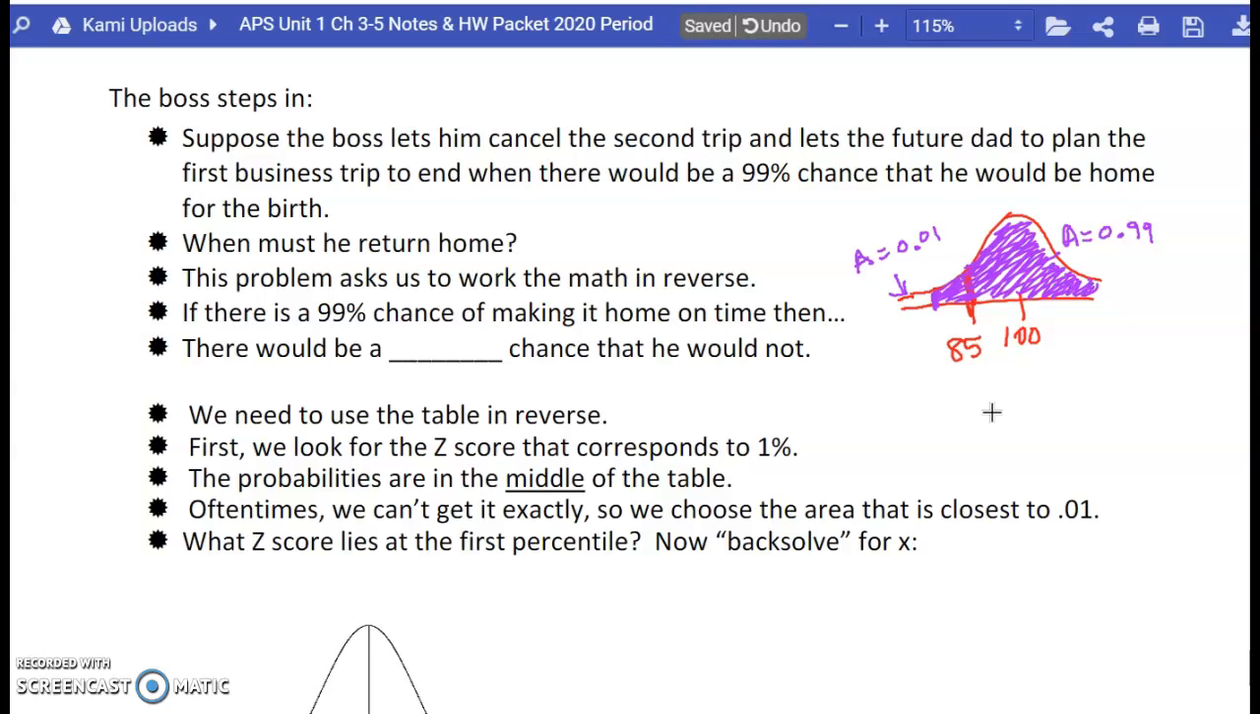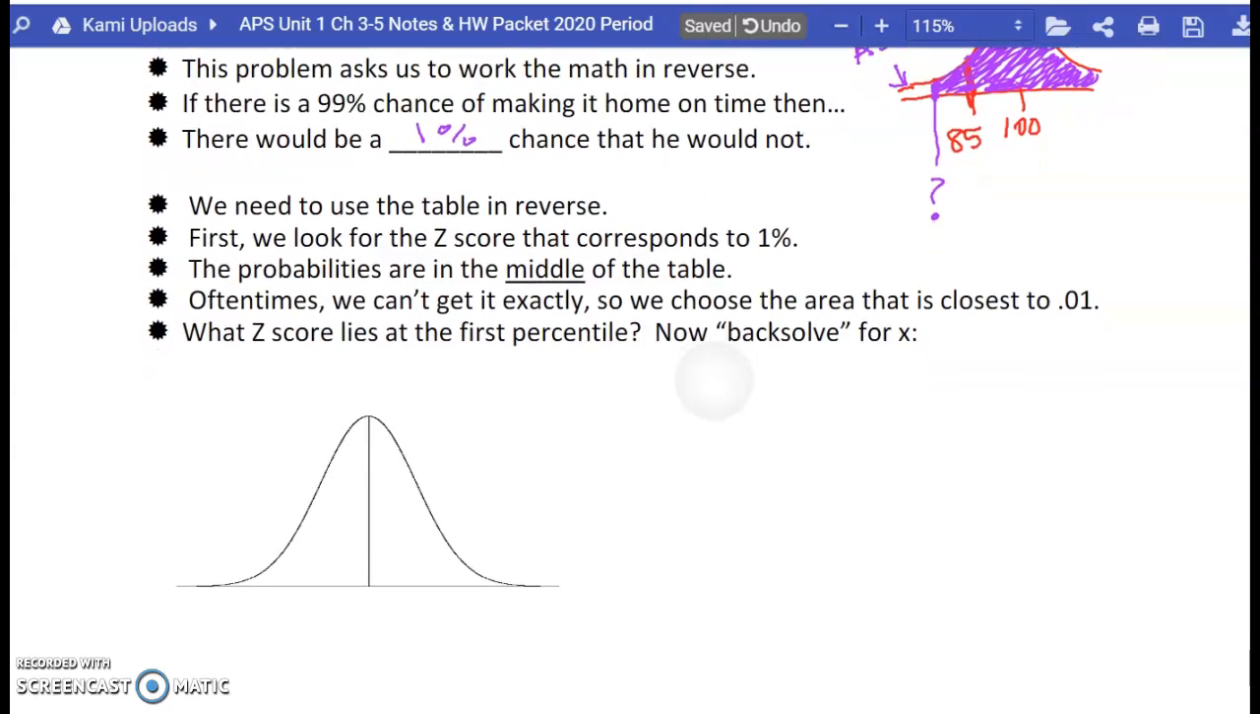Okay? Now, normally we figure out what the z-score is that's represented here, and we find out what area we have as a result. Now we know what area we want as a result. Now we've got to find out what data value goes with it. Okay, so there's a 99% chance of making it home on time. Then there's going to be a 1% chance of not being home on time. So using the table in reverse, we're going to look for a z-score that corresponds to 1%. Okay, so 1%, 0.01. Make sure you get your decimals right.